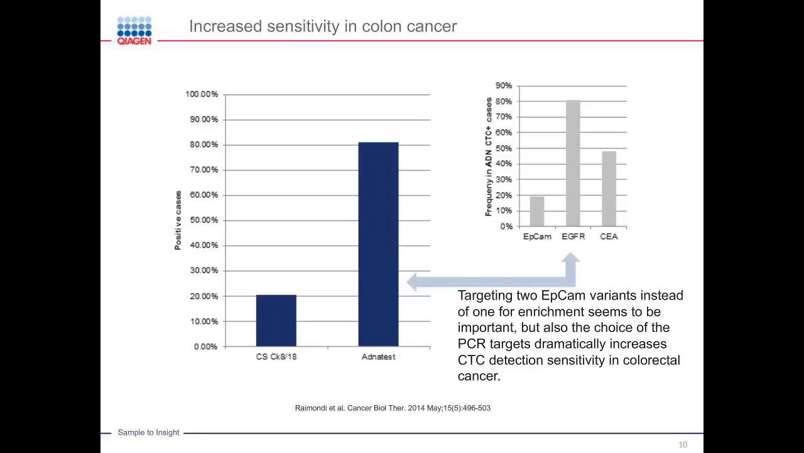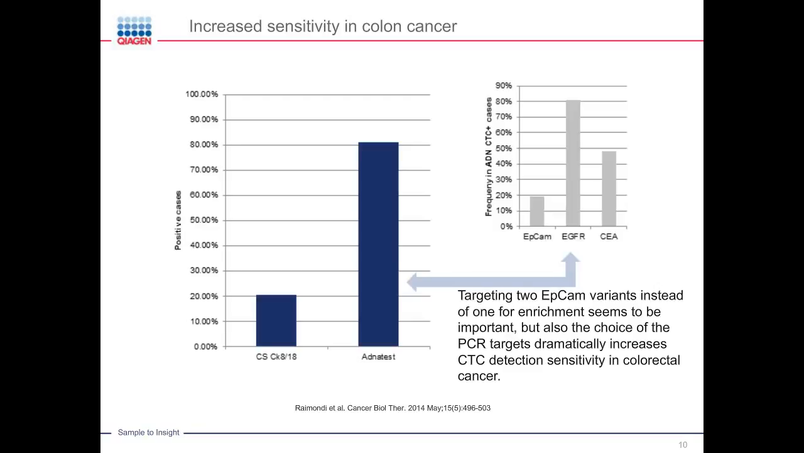And see here the first example where we did a comparison in colorectal cancer, comparing an only AdCam using immunomagnetic method with the CoCP principal method of the AdnaTest. And you see there that the number of samples positive with the only AdCam was in that case 20%, and the corresponding samples showed an 80% positivity for circulating tumor cells using the AdnaTest colorectal cancer.